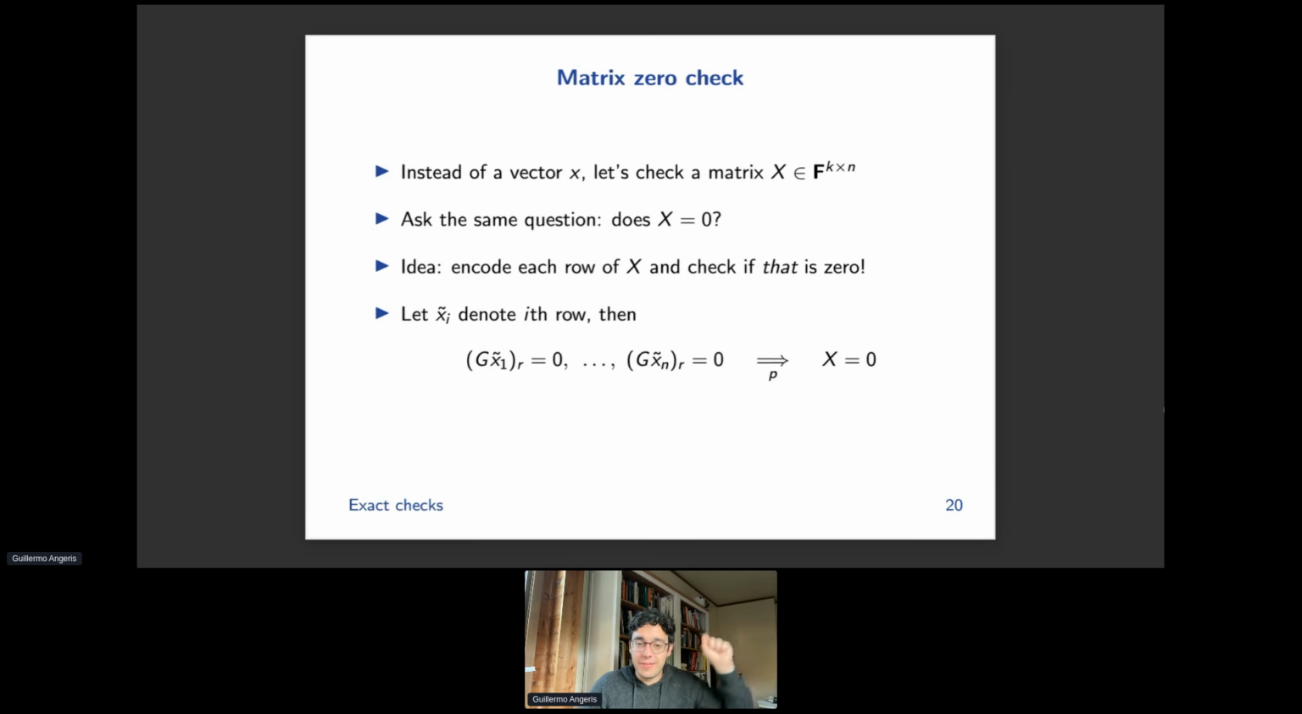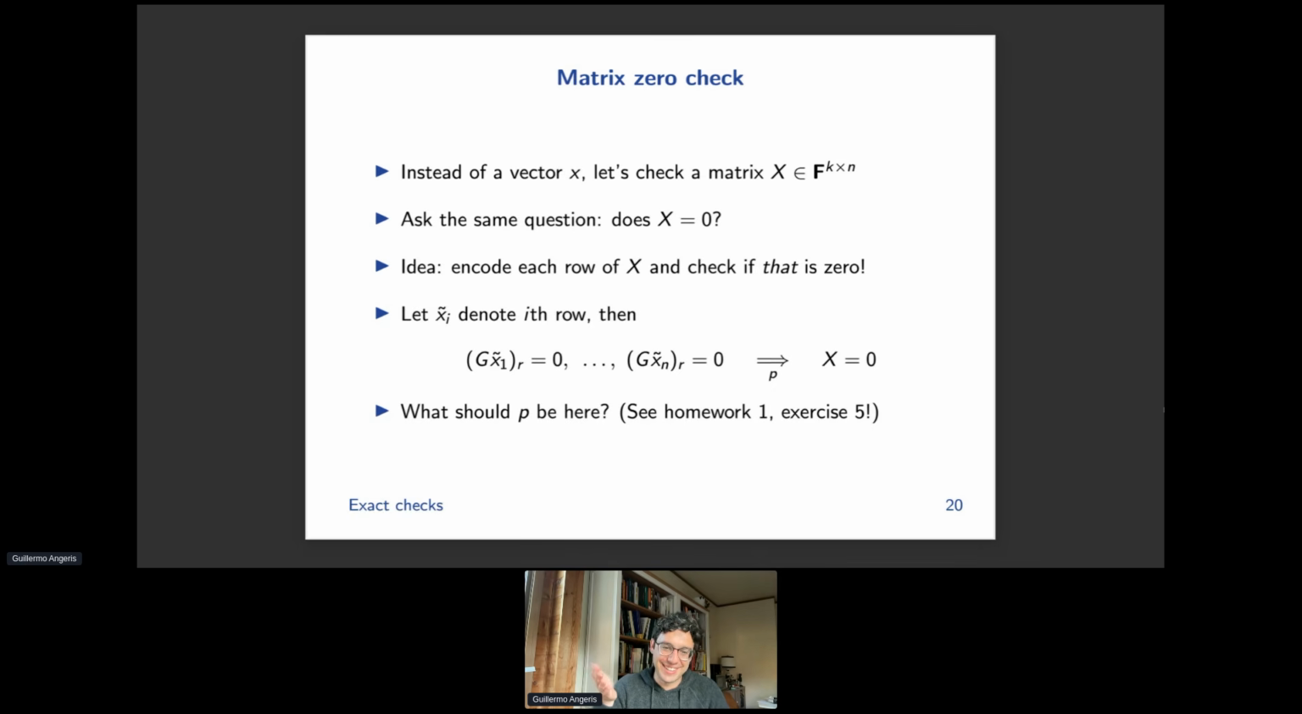And then let's just check if each one of those things is 0. So we have n things that we need to check are 0. We simply check this magical thing, and the point is that if you check all of those things and each of those things is 0, then with probability p, the capital X must have also been 0. The whole matrix must have been 0. So if we encoded every row, we check the same random index from every single row that we've encoded, and we check all of those are 0, then indeed the whole matrix X must have been 0 with high probability.